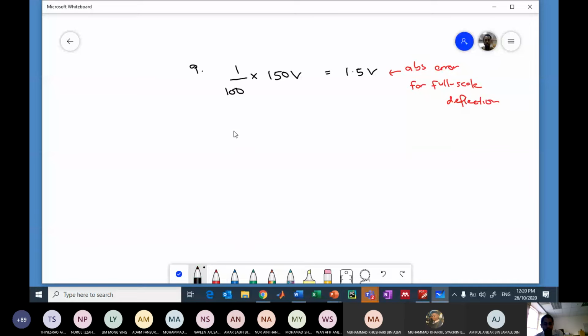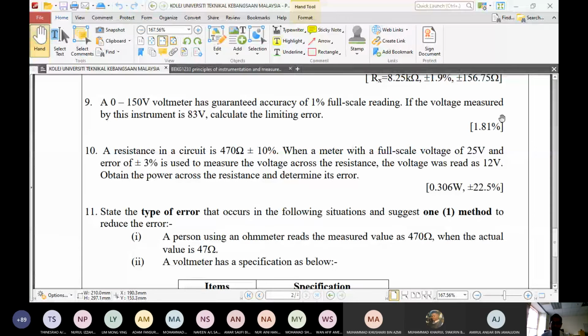So now the reading just now was 83. So 1.5 volt divided by 83 volts multiplied by 100%. So the volt and the volt cancel. I'm going to get 1.807%. The answer was 1.1, right, it's the same, just a matter of decimal point. Okay, this question is easy. Okay, question number 10.